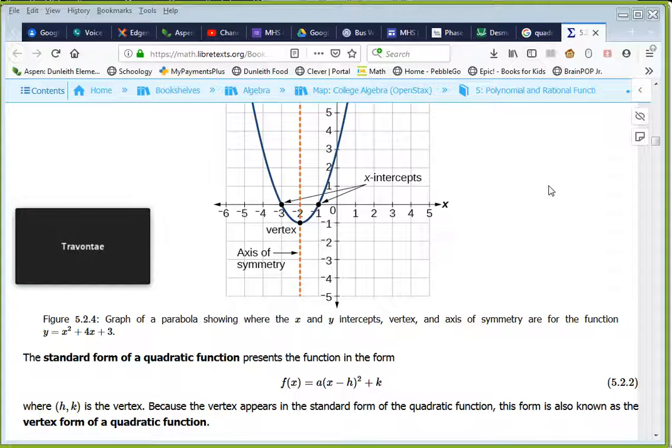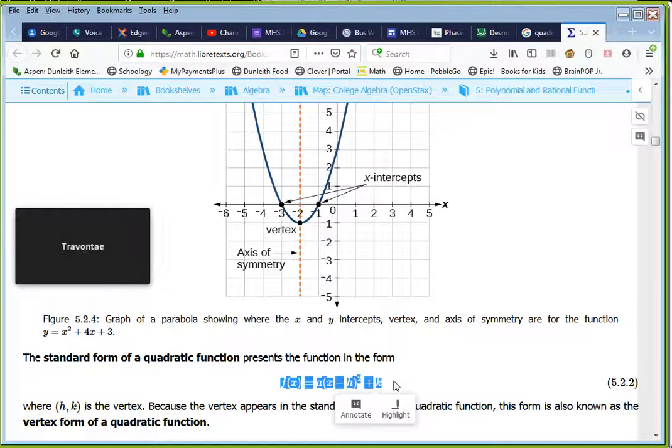So this is what I will highlight: the standard form of a quadratic function. You take it and write it in that form. You've got some number a times x minus h squared plus some number k. And h and k represent the vertex, as pictured here.